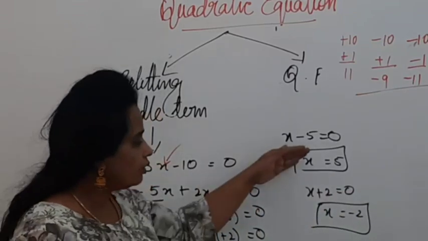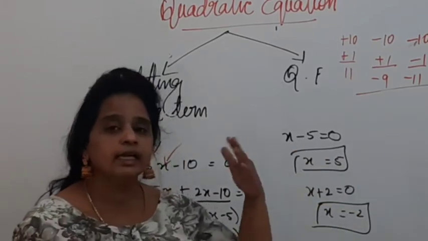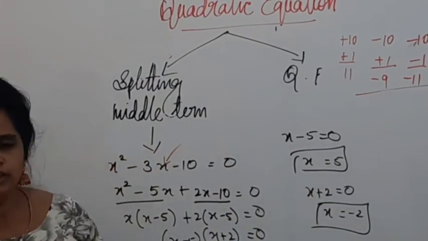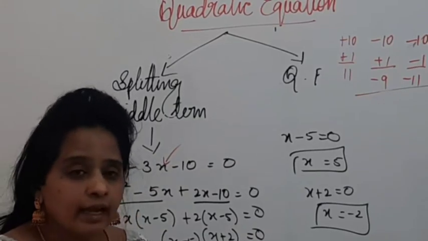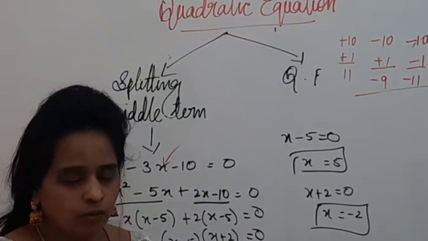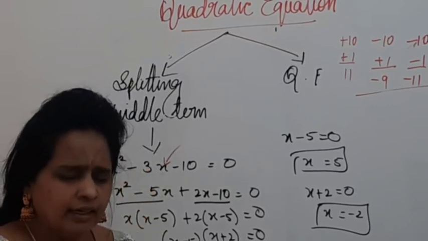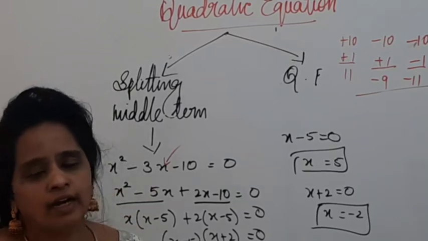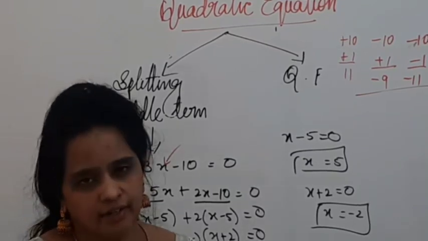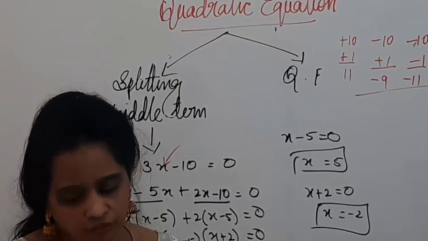You can understand from these 2 solutions that 5 and minus 2 are integers. That is, one is a positive integer, the other is a negative integer, though they are real numbers. Hope you know what a real number is. Real numbers are nothing but the natural numbers, whole numbers, integers and all rational numbers. So we get real numbers as the solution for this equation.